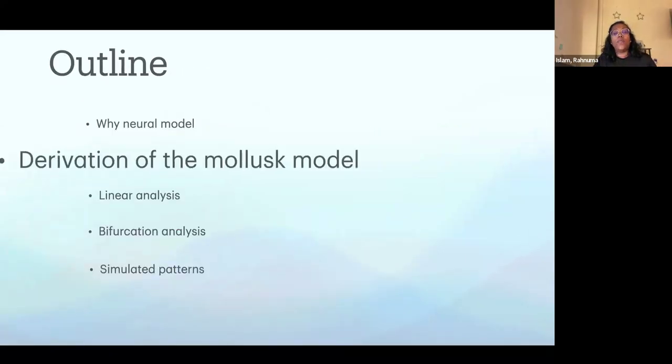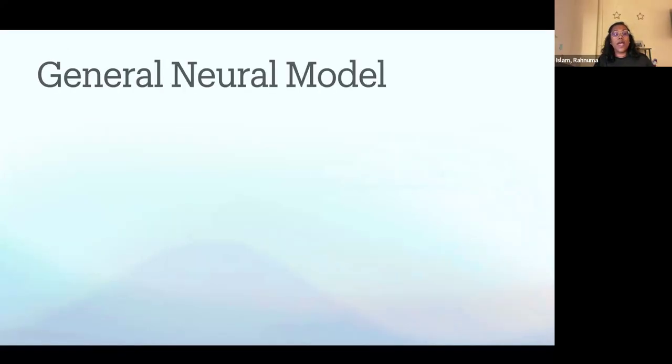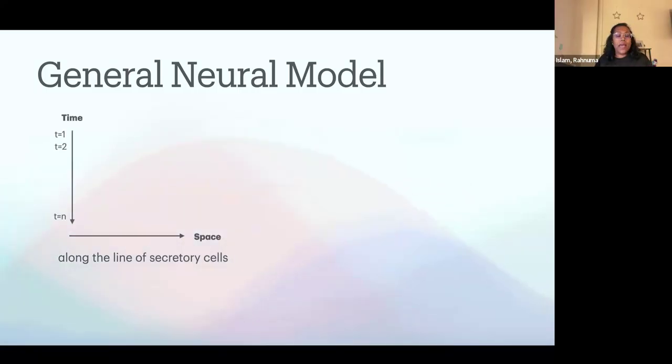Next is the derivation of the mollusk model that we did. First, we assume that space, that is x, is along the line of the secretory cells. Pigmentation occurs sporadically rather than continuously, so that's why we use a discrete time step. Basically this pigmentation is a one-dimensional process, but we are looking at a two-dimensional process, space and time.